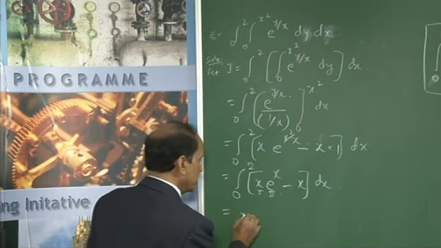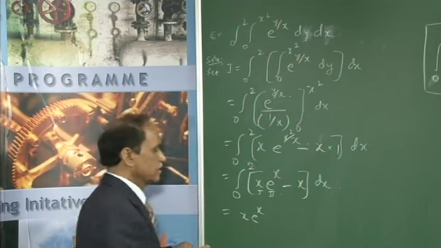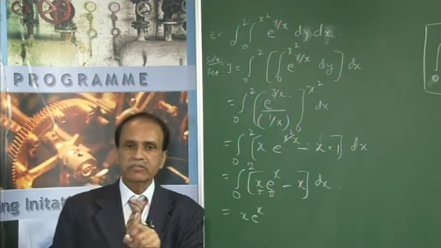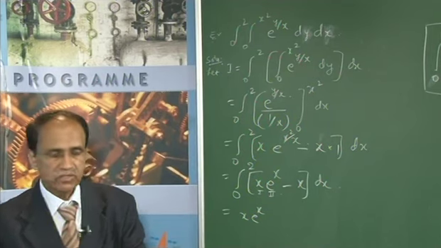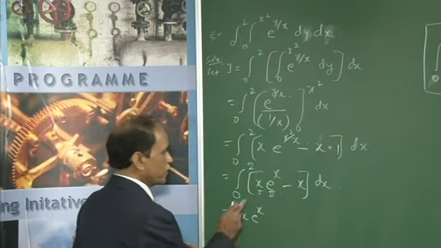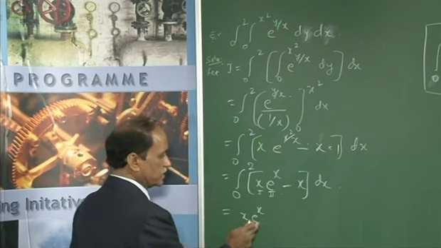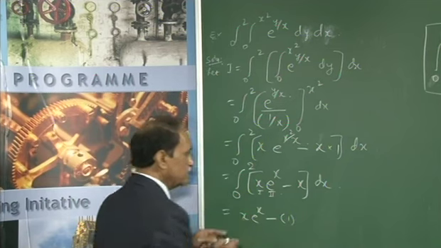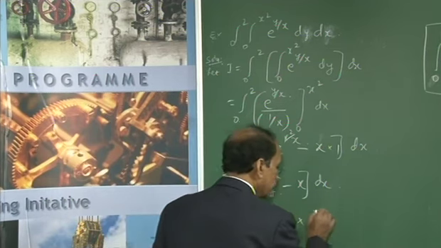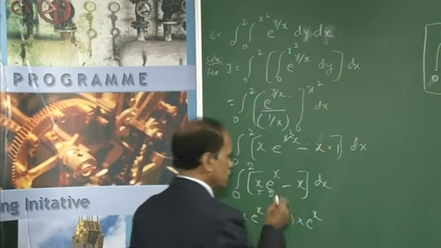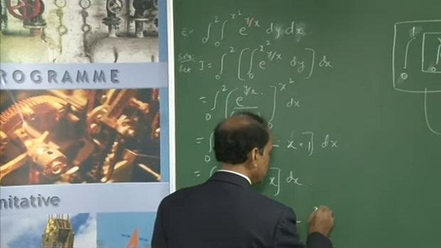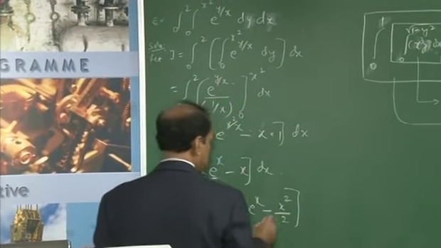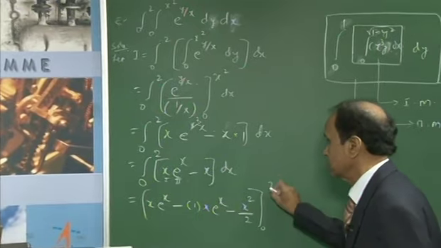Therefore, it should be x into e to the power x. The formula says: first into integral of second, minus integral of differential of first into integration of second. That is your fundamental formula. First into integral of second, e to the power x, minus integral of differential of x, which is 1, into integral of e to the power x, between the limits, minus x square by 2.